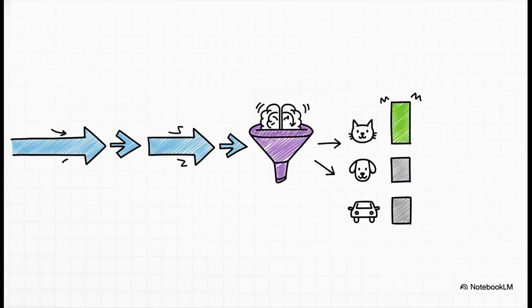And finally, this long vector of 1,960 numbers gets passed to the last part of the network, the classifier. You can think of this as the final judge. It looks at the entire pattern of numbers and calculates the odds, making the final prediction. Okay, based on all this evidence, there's a 95% chance this is a cat.